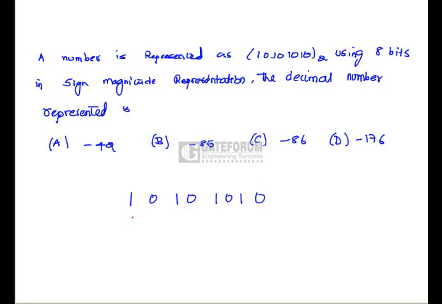If we calculate the magnitude, that is 10101010, in the magnitude calculation we should not use the MSB bit, but the remaining bits we can use to calculate the magnitude. That is, this is the 0 position, 1 2 3 4 5 6 7. So negative 32 plus 8 plus 2, which is minus 42. Hence option A is correct.